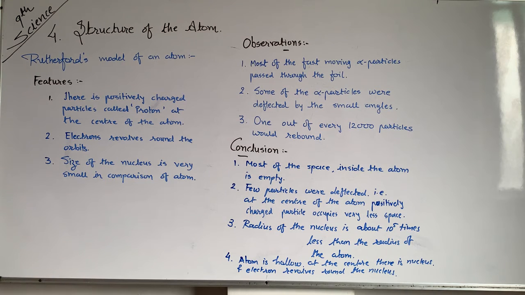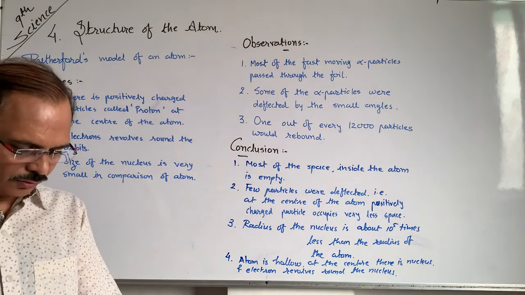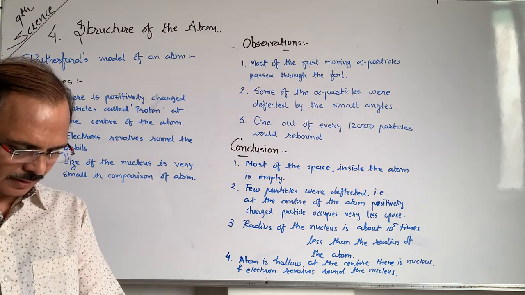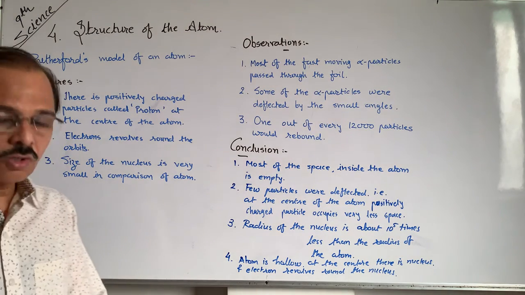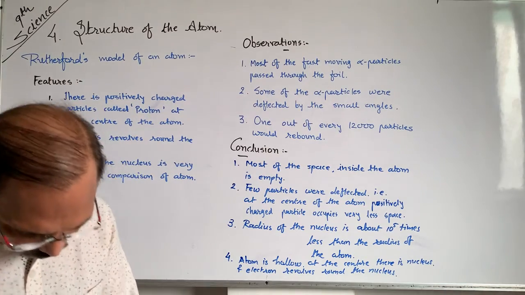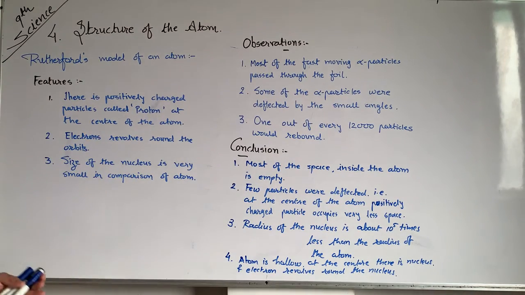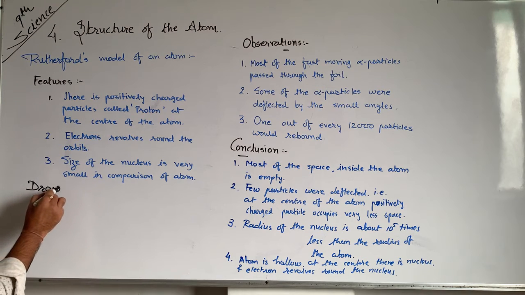On the basis of his experiment, Rutherford put forward the nuclear model of an atom with these features. The features I have already written down. Now, what are the drawbacks of Rutherford's model of the atom? The drawback is also very interesting.